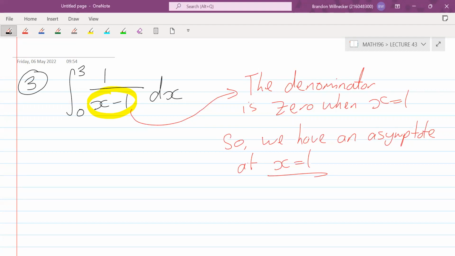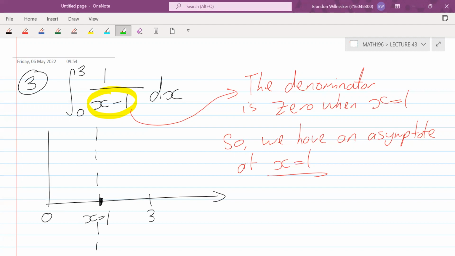Okay, so if we look at our domain here, here's 0, here's 3. When x equals 1, we have a vertical asymptote. Okay, so if we want to find the integral, we need to split it up into two parts.